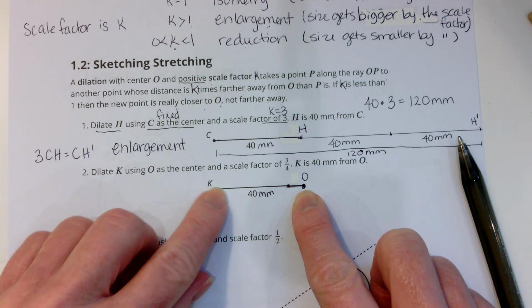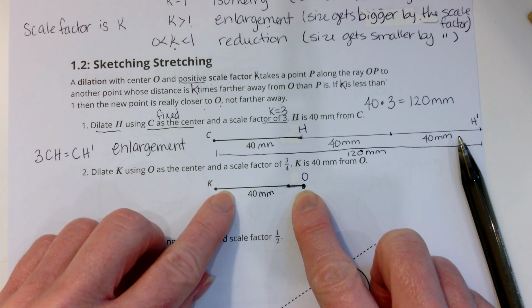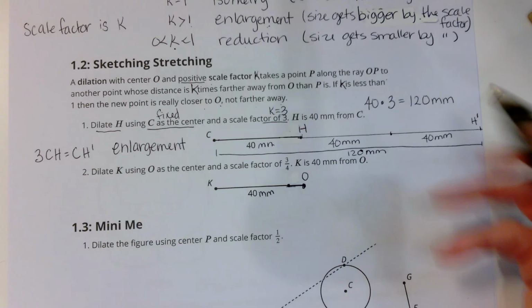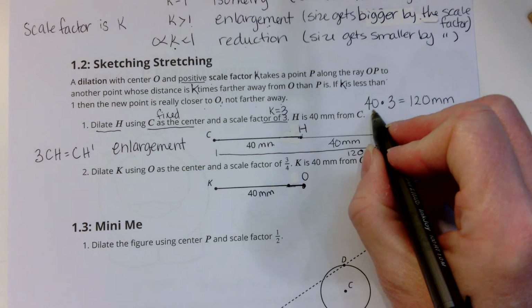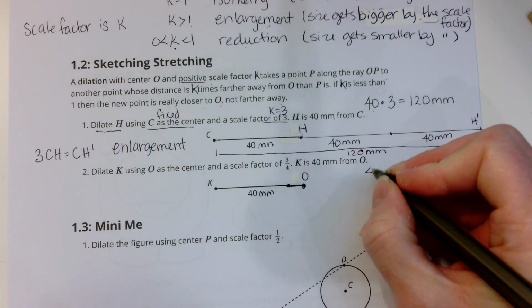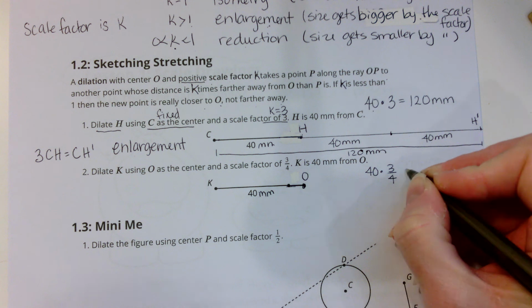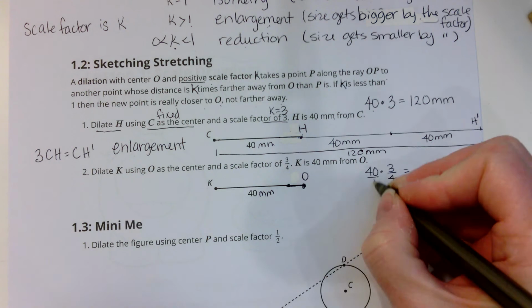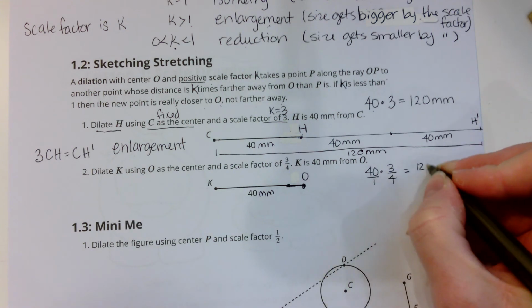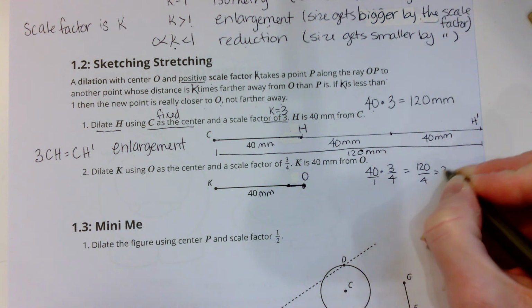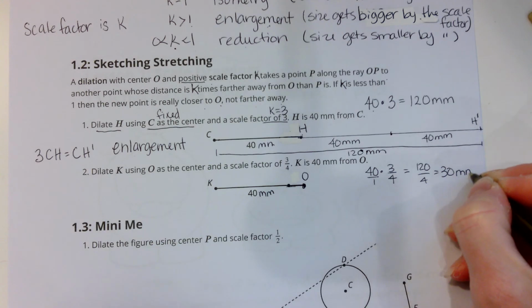So it's going to get smaller, it's going to shrink in. So let's figure out what that distance is. Let's do the same thing we did up here. Let's take my distance of 40 and multiply by my scale factor of 3/4. This is really 40 over 1. 40 times 3, 120 over 4. I'm getting 30 for my answer, 30 millimeters.